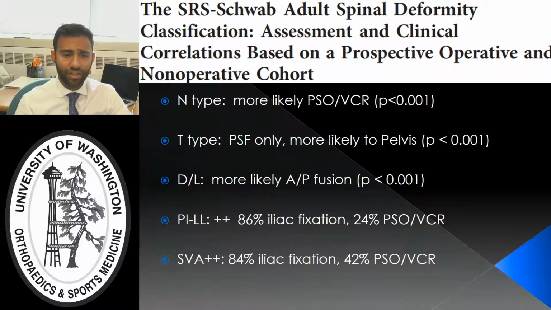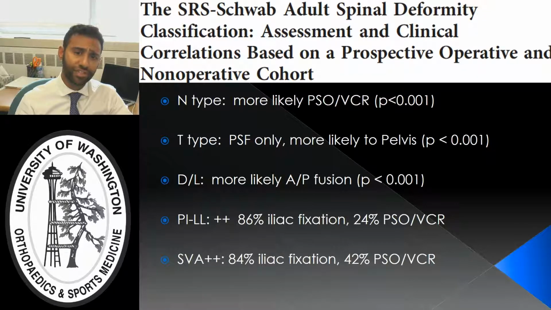So this study tried to further classify outcomes based off of curve type, and the N type was most likely to need a 3-column osteotomy, a pedicle subtraction osteotomy, or vertebral column resection. The T-type was likely to only be treated with a PSF, or posterior spinal fusion, but more likely to require a fusion to the pelvis. The D and the L-type are more likely to require an anterior-posterior fusion.